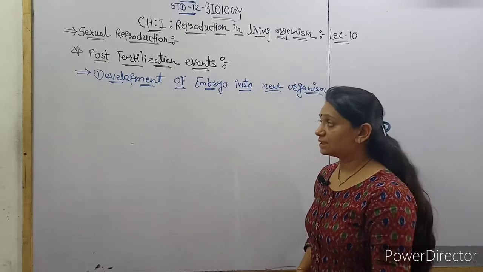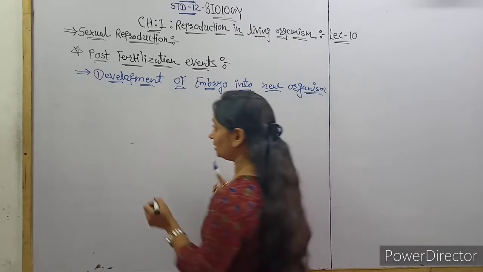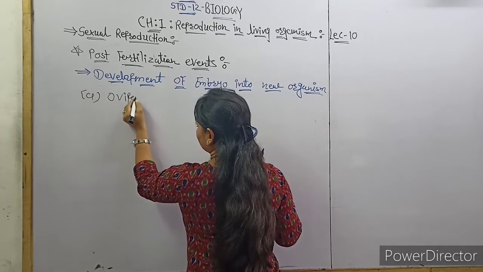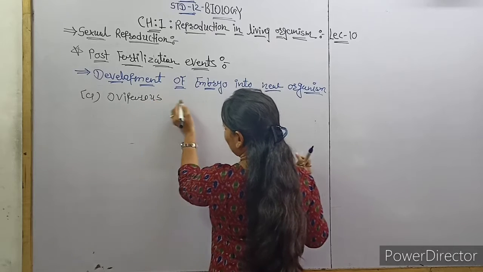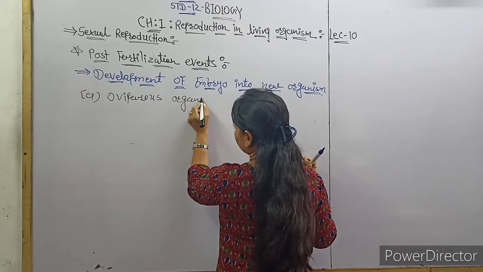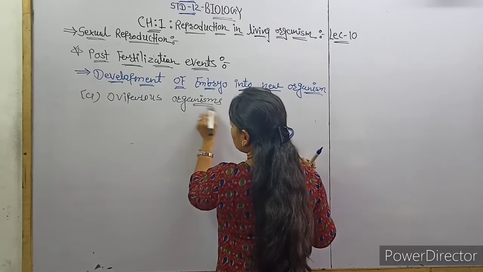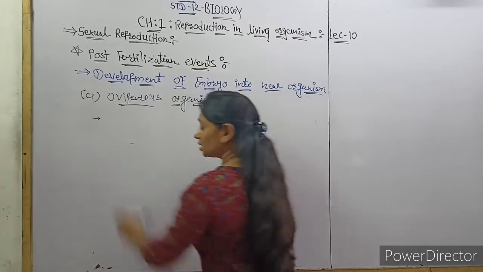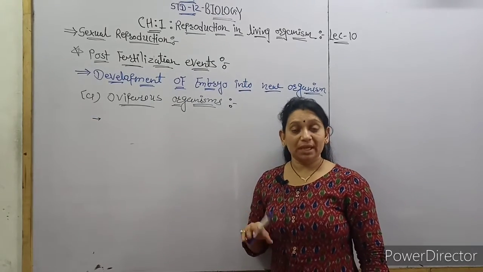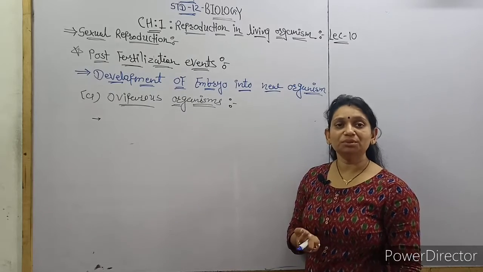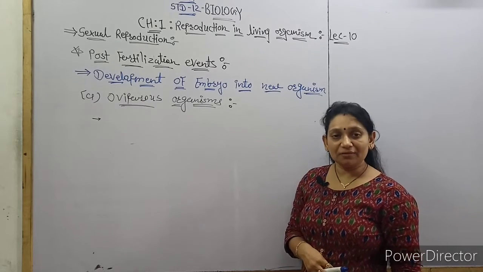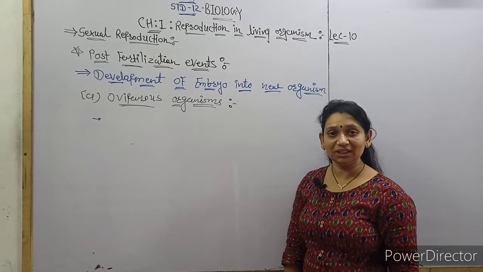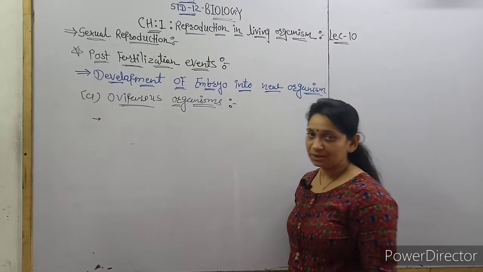So now beta, first we will see the oviparous development. Actually what happens in oviparous development? Oviparous organisms. So beta, the simple meaning of oviparous organisms is that in these organisms the embryo comes out from the body of the female after some development, and then the further development occurs in the external environment.